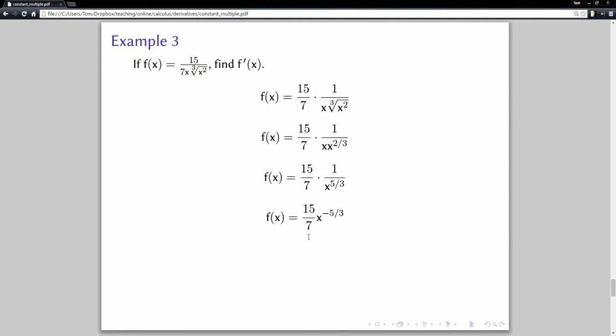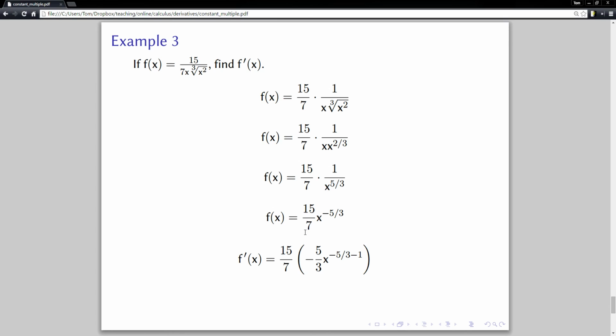So here I have a constant, right, just a number, 15/7, times a function, x to the negative 5/3 power. And that function happens to be a power function, right? So this is something I'm going to use the constant multiple rule and the power rule on. So now I'm ready to take the derivative.